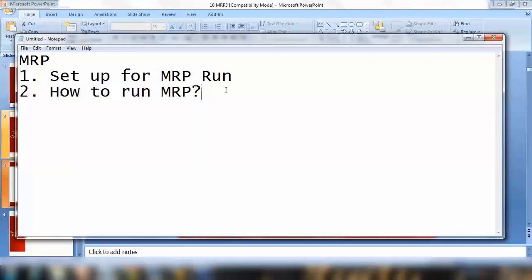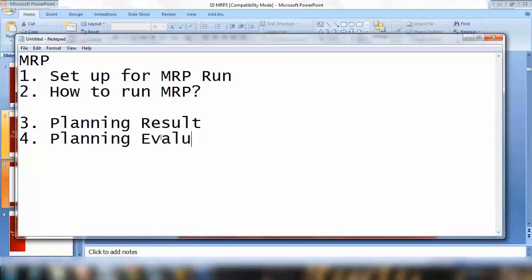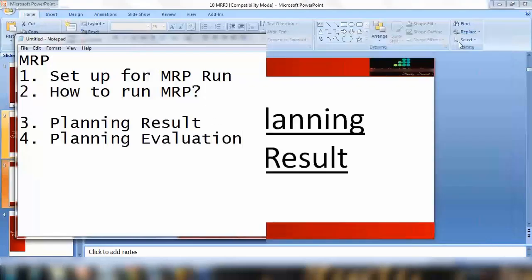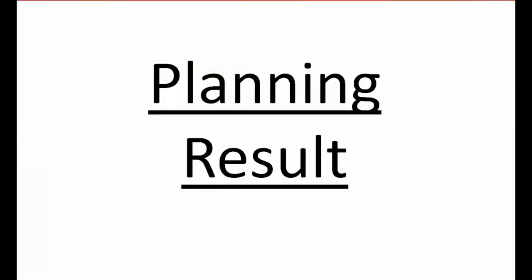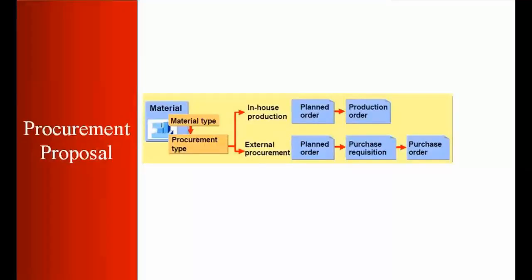Now we'll continue with the third part here, which is planning result, and then we'll cover the fourth part today, which is planning evaluation. So let us start with planning result. As we have seen in the previous topic, we can run MRP on any material, and ultimately what you will get is some planning result, some output. That system will generate some output and give you some requirements. So let's see what are the results that we can have.